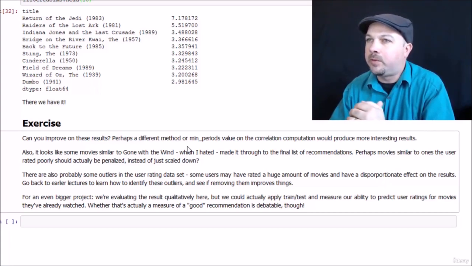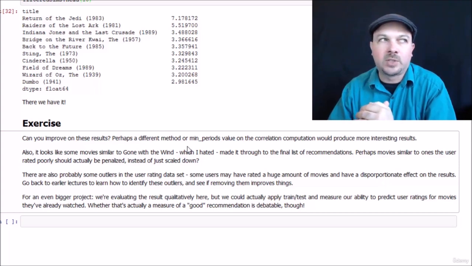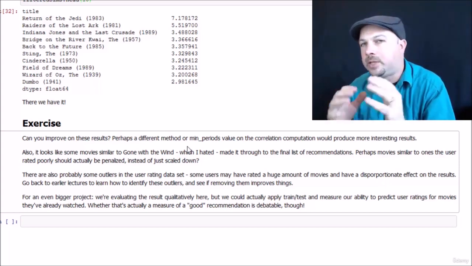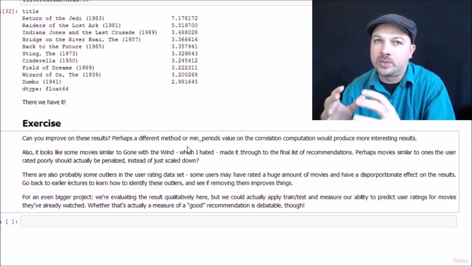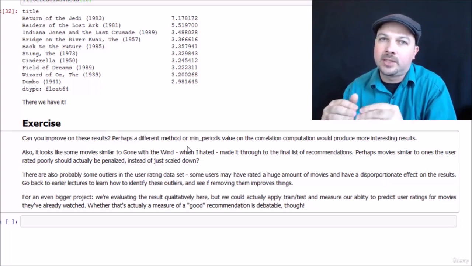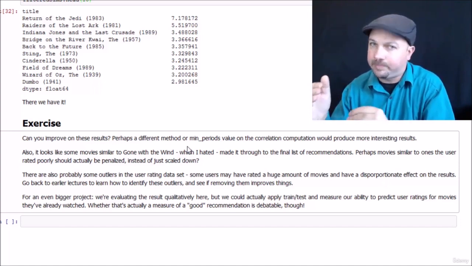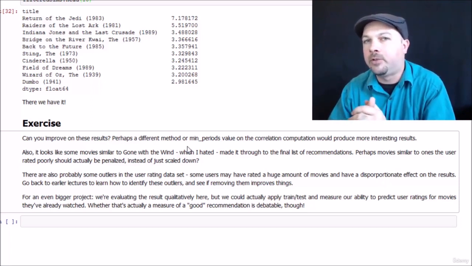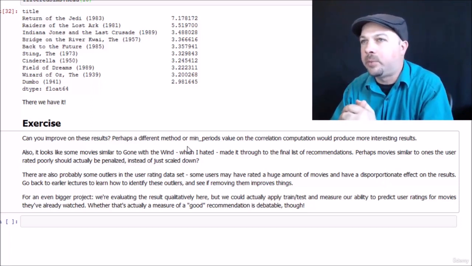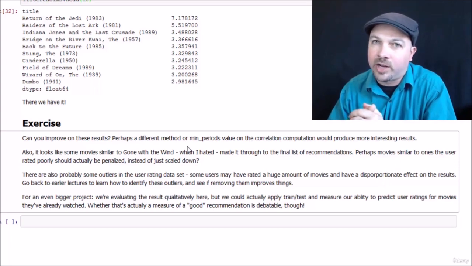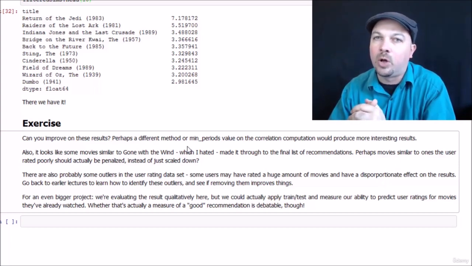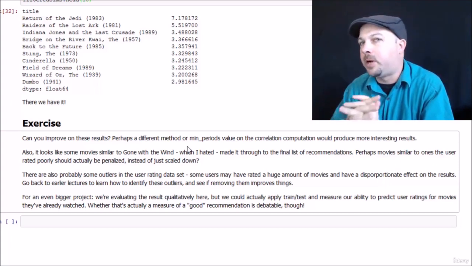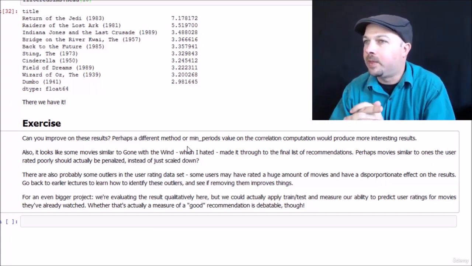We can also improve upon the fact that we saw a lot of movies in the results that were similar to Gone with the Wind, even though I didn't like Gone with the Wind. We weighted those results lower than similarities to movies that I enjoyed, but maybe those movies should actually be penalized. If I hated Gone with the Wind that much, maybe similarities to Gone with the Wind, like The Wizard of Oz, should actually be penalized and lowered in their score instead of raised at all. So that's another simple modification you can make and play around with.